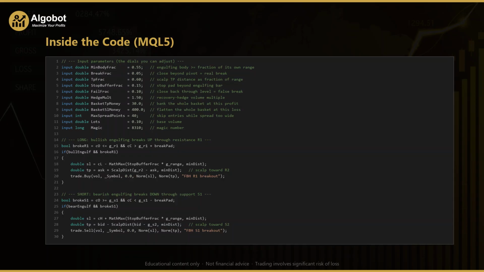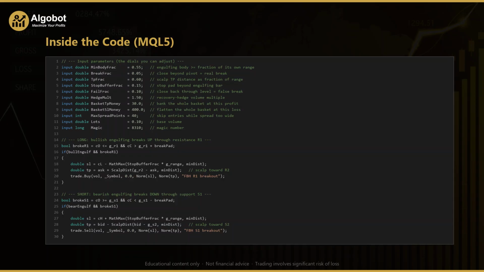Min body frac sets how much of the signal candle must be solid body. BreakFrac defines how far beyond the pivot price must close to count as a real break. TP frac controls the scalp take profit distance, while stop buffer frac sets the stop padding. FailFrac is the threshold that confirms a false break, and HedgeMult scales the recovery position.